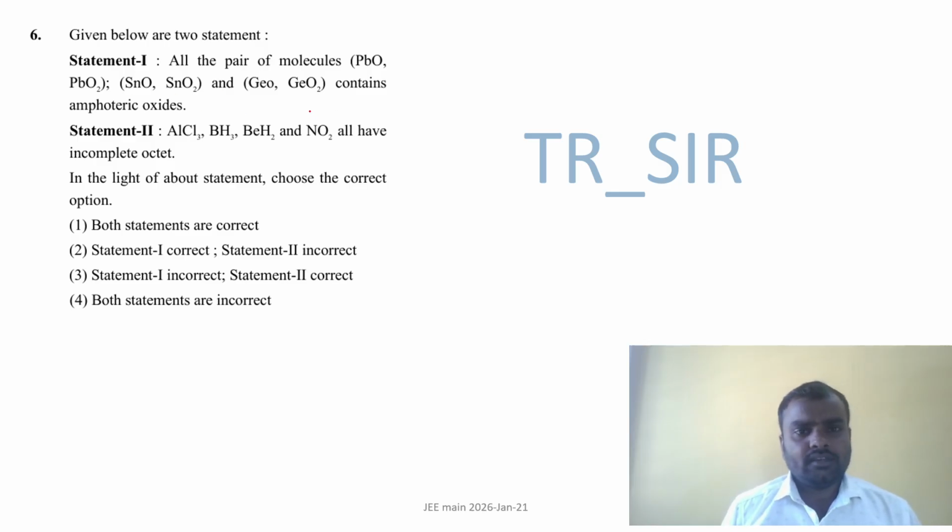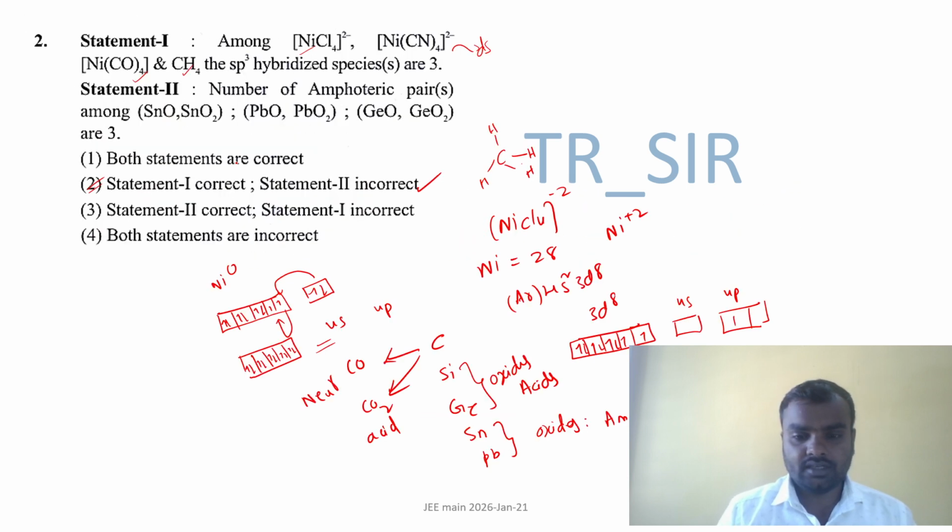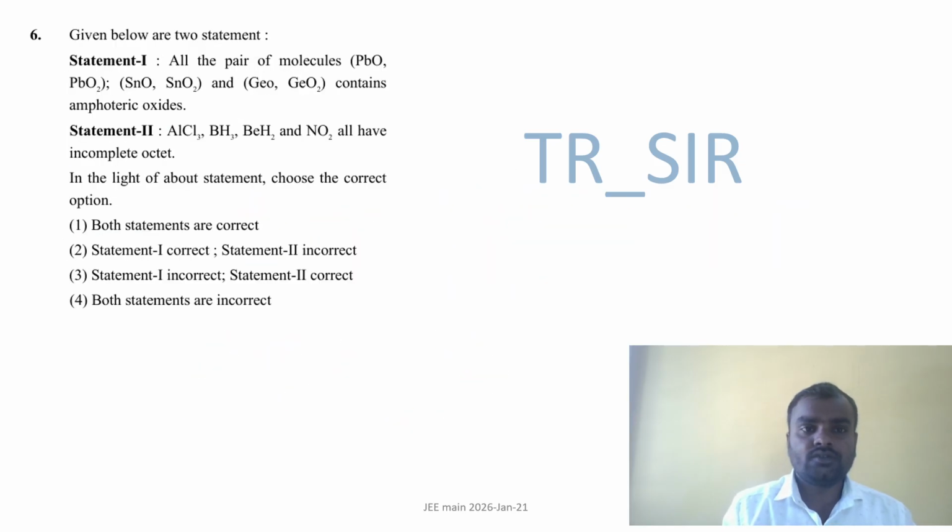Statement 1: all the pairs of molecules, PbO, PbO2, SnO, SnO2, GeO, GeO2 contain amphoteric oxides. Wrong statement. Germanium and carbon can form acidic oxides, not amphoteric oxides. Only lead as well as tin are amphoteric. This is not amphoteric. So statement 1 is wrong.